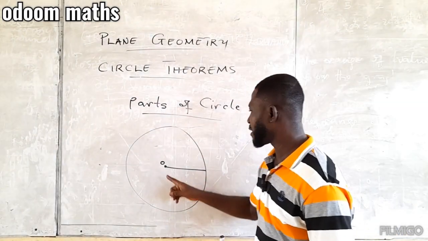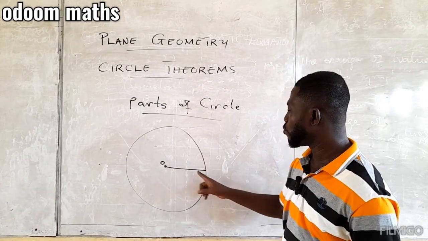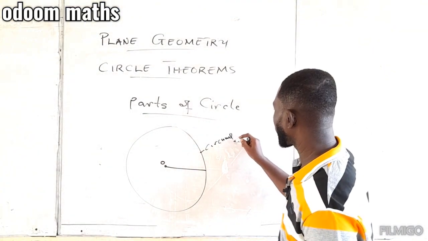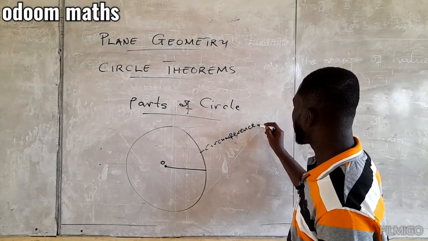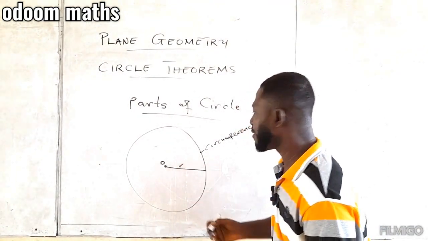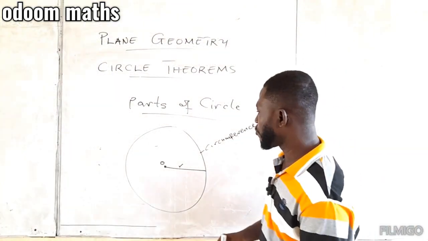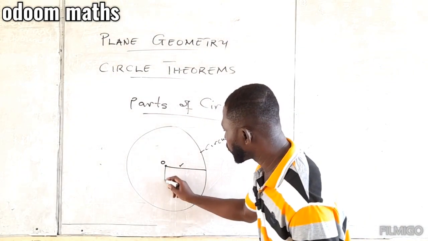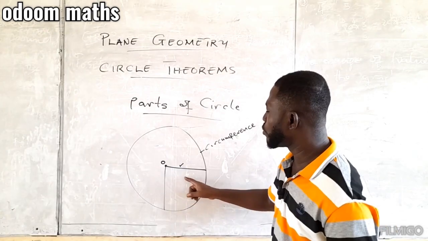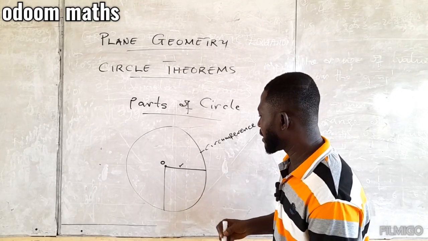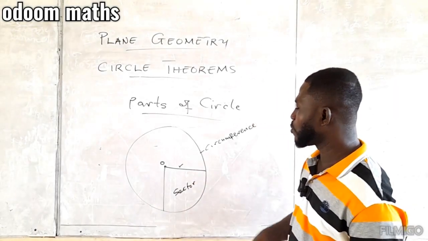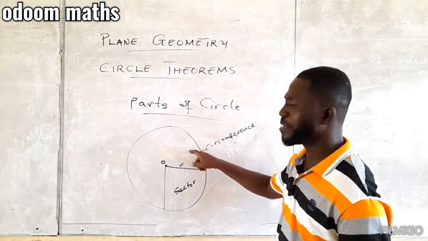The line drawn from the center, marked O, to the circumference of the circle, we call that line the radius. Let me indicate this by R, radius. If I draw another line from the center to touch the circumference, that is another radius. But in between them is the sector. We call this the minor sector, and then the rest the major sector.